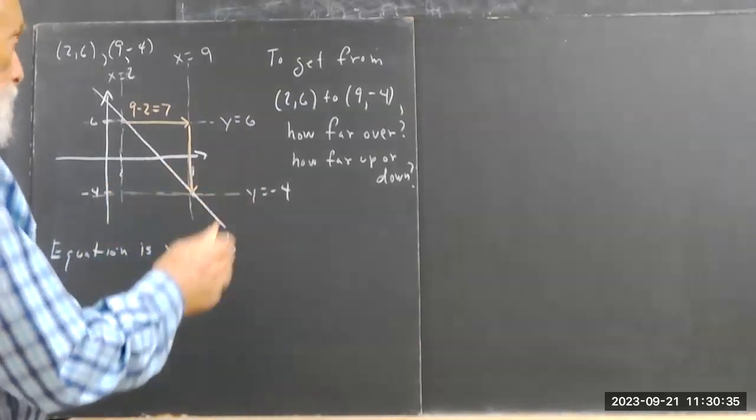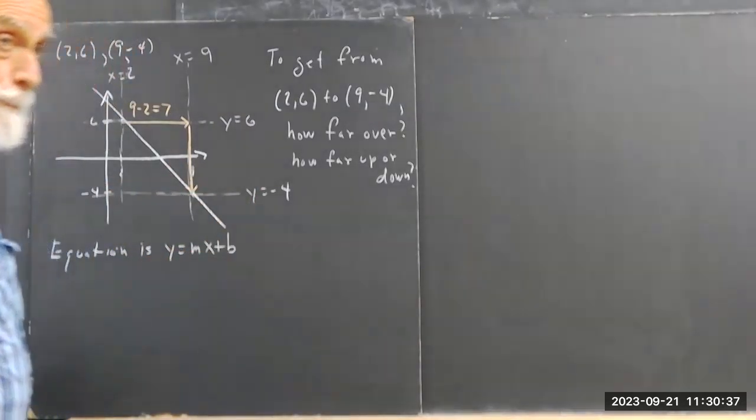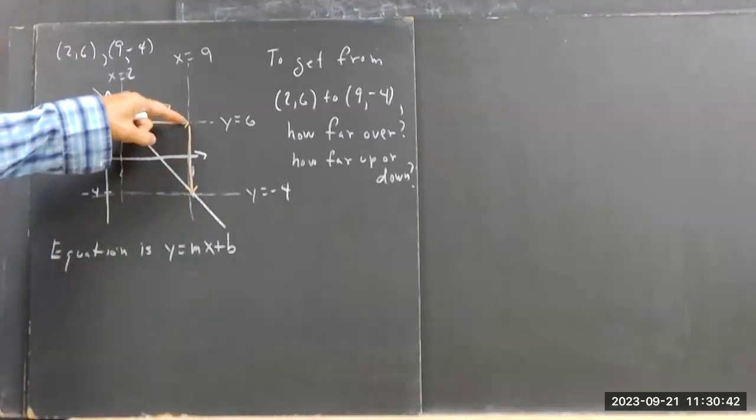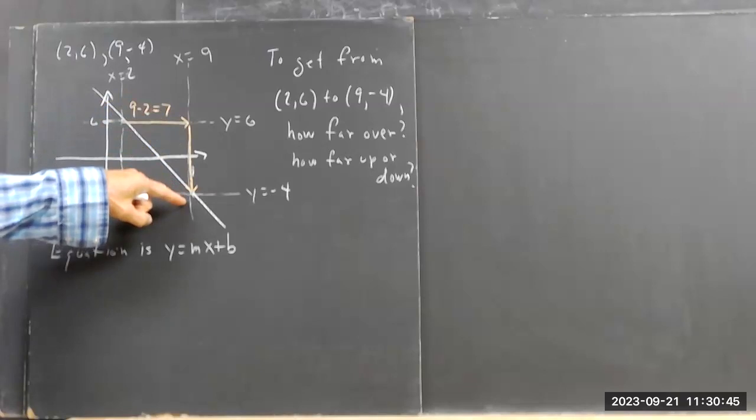And we can see that just by looking at it, but how would you calculate it? Well, you're going from here to here. You're starting at 6 and you're going to negative 4. Okay.